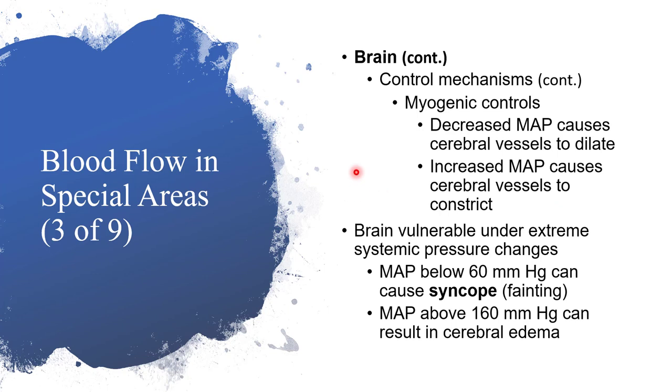All right. Matter of fact, the brain is very vulnerable under extreme systemic pressure changes. Anytime the mean arterial pressure goes below 60 millimeters of mercury, it can cause fainting. And a mean arterial pressure above 160 millimeters of mercury can already be a good reason for cerebral edema to start forming.